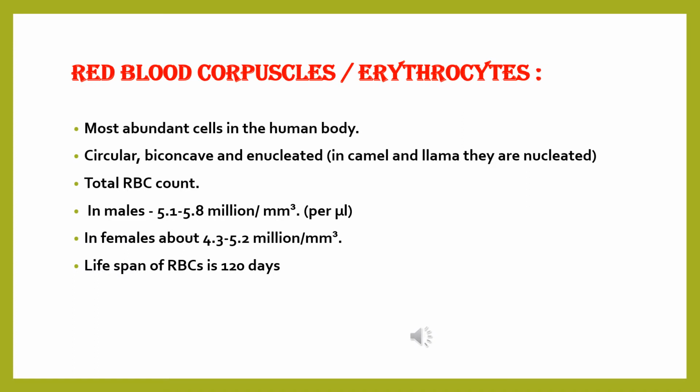Hello everyone. In the previous video, we have seen the first component of blood, that is plasma. After plasma, the next element of blood is the formed elements, which are also called blood cells. In blood cells, we have three different types: erythrocytes, leukocytes and thrombocytes. Erythrocytes means RBC, leukocytes means WBC and thrombocytes means platelets.